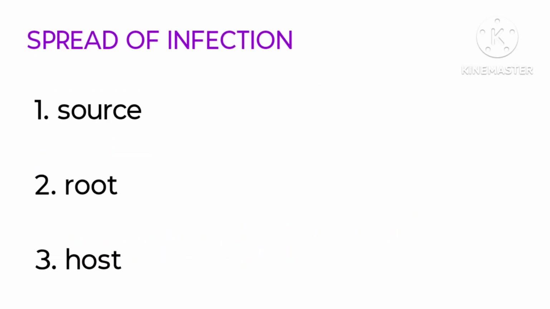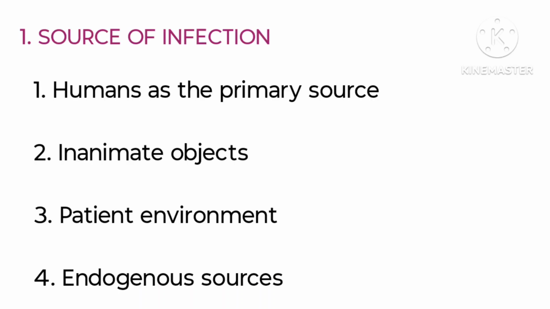Now we'll learn which are the elements that must be present for infection to spread. First element is source, second element is route, third element is host. Now we'll learn source of infection in detail. We know that sun is the source of light. Likewise, we will see which are the sources which can spread the infection. In hospital, infections can spread from four major sources. First one is humans as the primary source.